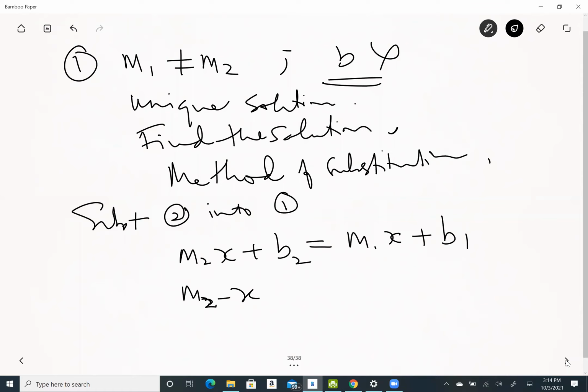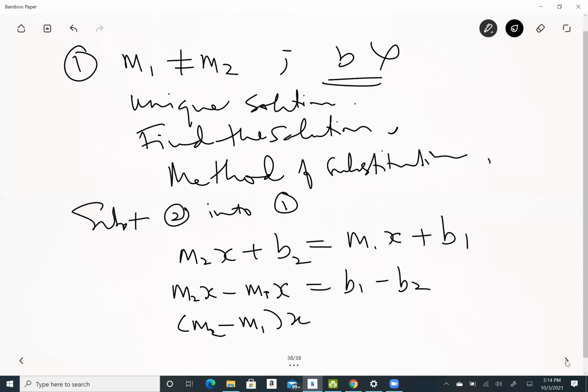Okay, m2 minus x, m2x. So now I got m2x minus m1x equal to b1 minus b2. So you factor out the x, I got m2 minus m1, x equal to b1 minus b2. So what is x? X equal to b1 minus b2 over m2 minus m1. Okay.